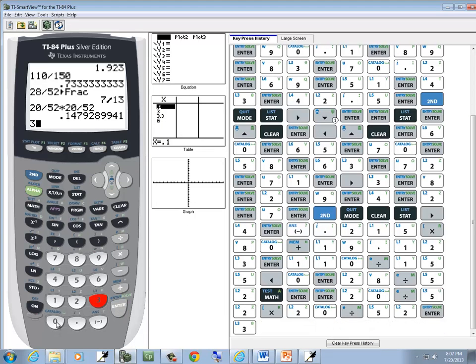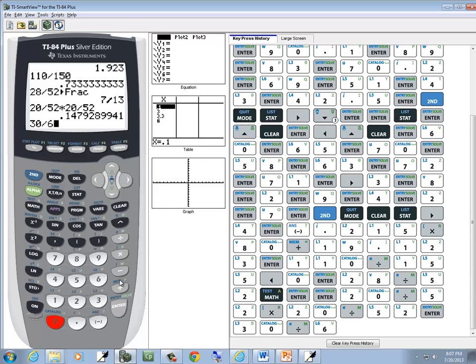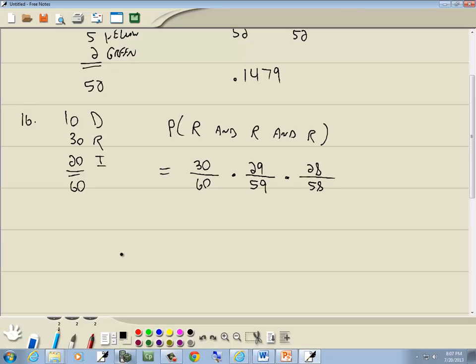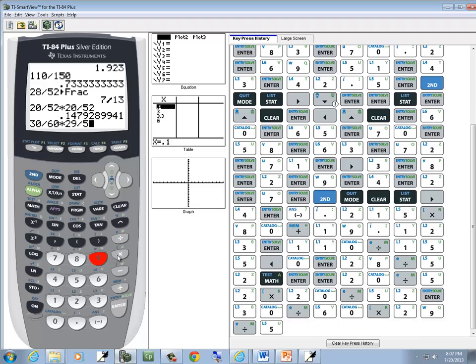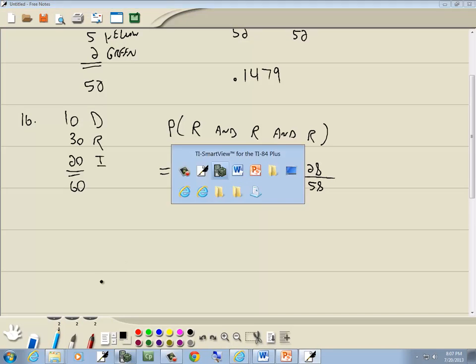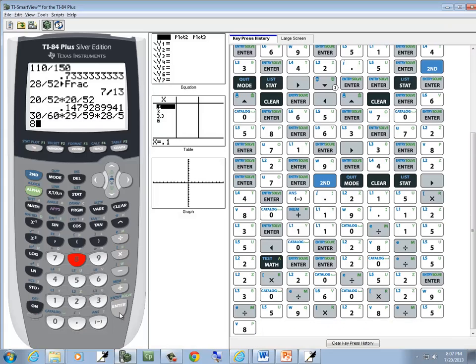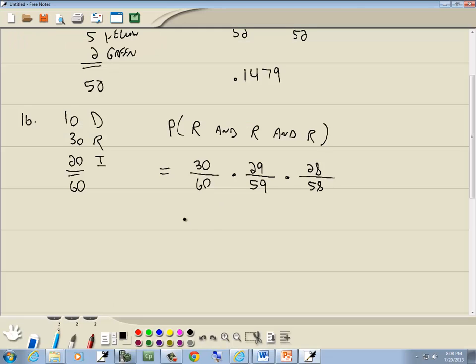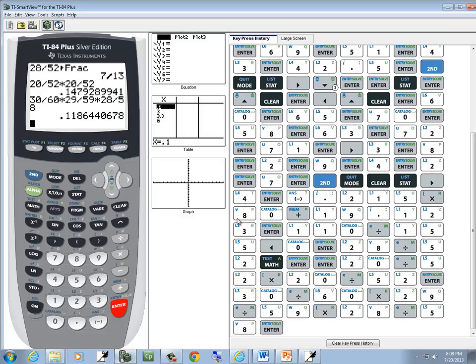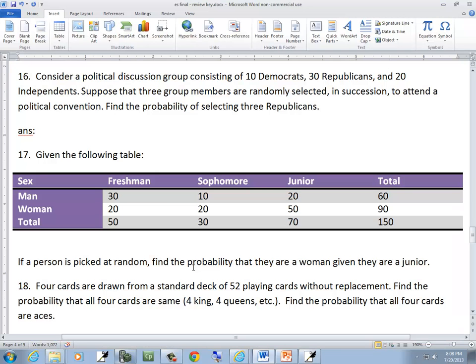So we got 30 divided by 60 times 29 over 59 times 28 over 58. Enter. And we get 0.1186.